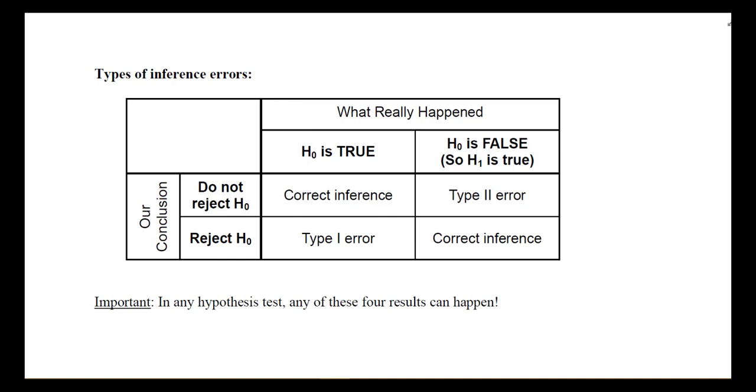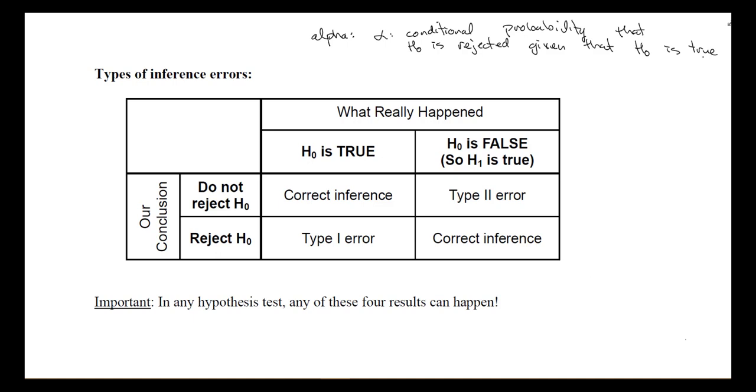Let's put a couple of symbols here. Alpha is the conditional probability that H0 is rejected, given that H0 is true. Conditional means that a certain thing is given. So in this case, alpha is the probability that H0 is rejected if H0 is indeed true.